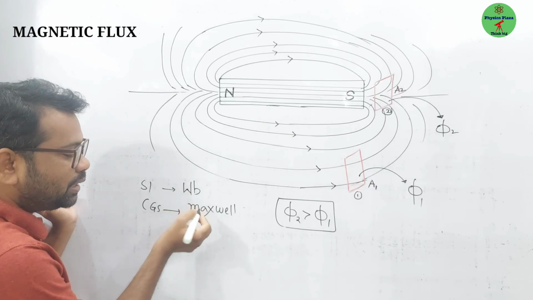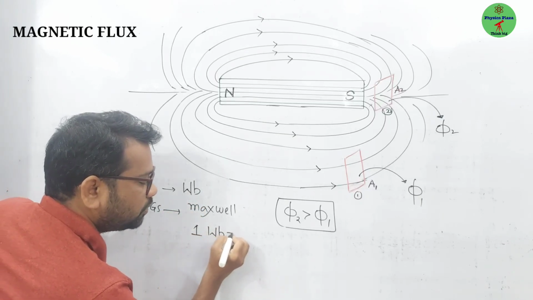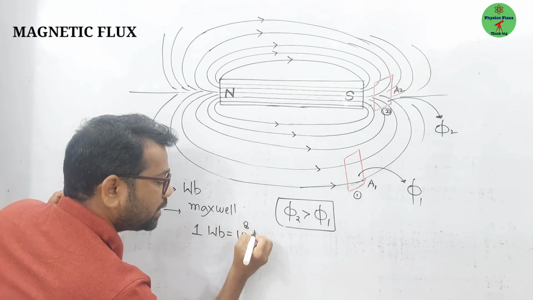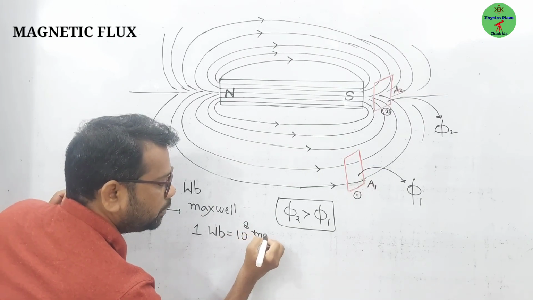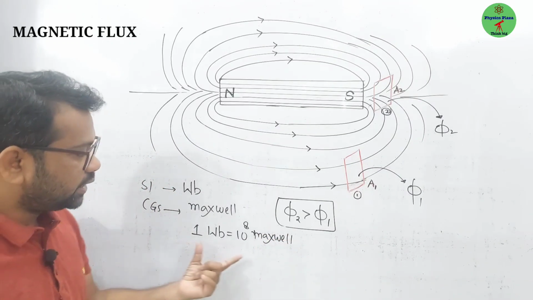Then how are Weber and Maxwell related, children? Here, 1 Weber is equal to 10 power 8 Maxwell. So it is a relation.